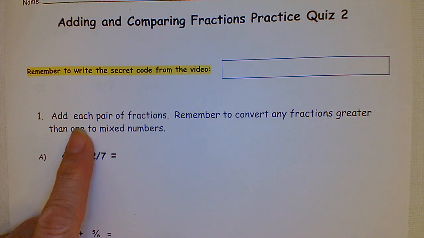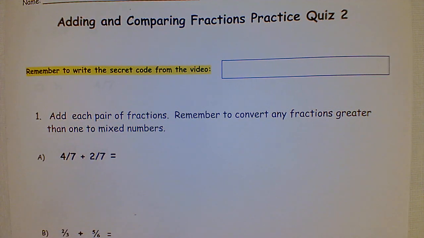So for question number 1, it says add each pair of fractions. Remember to convert any fractions greater than 1 to mixed numbers. So remember that we are going to be looking for a couple different kinds of fraction pairs. We're going to be looking for ones where they have common or like denominators. We're going to be looking for ones that have related denominators, and we're going to be looking for ones that are just completely different denominators, where they're unrelated.